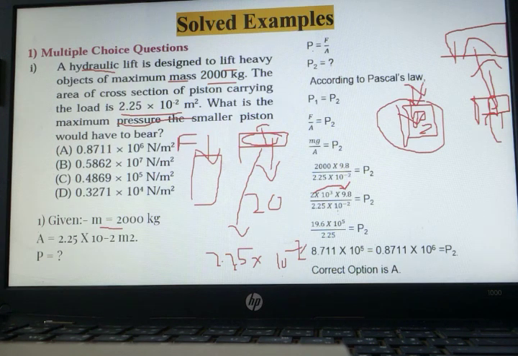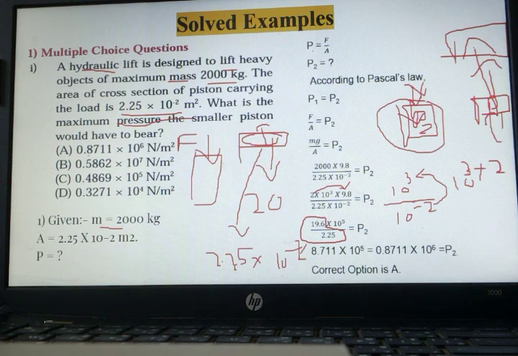How am I getting 10 raised to 5? See over here, it is 10 raised to 3 in the numerator. But in the denominator, what we are having? 10 raised to minus 2. As soon as this goes in the numerator, it will become plus, so 10 raised to 3 plus 2, we will be getting 10 raised to 5. 19.6 upon 2.25. If you solve this 19.6 divided by 2.25, you will be getting the answer as 18.711 into 10 raised to 5. Okay.